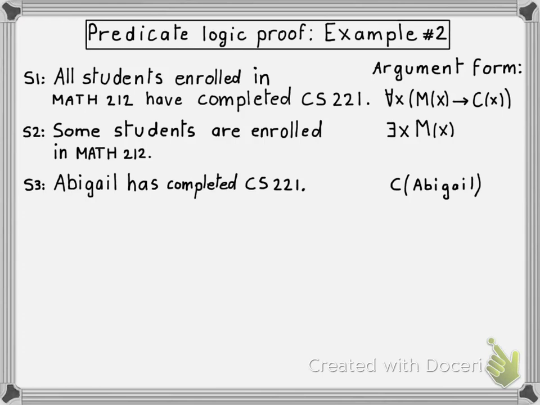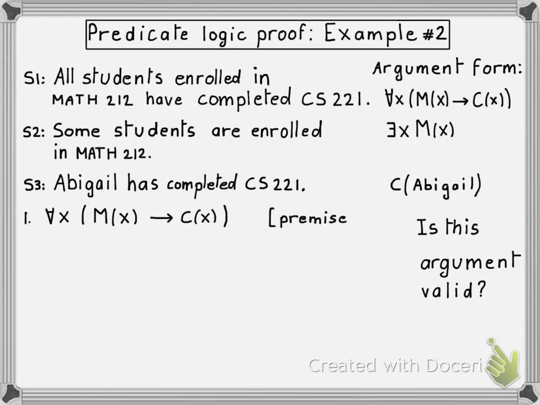So now that we have the form, or the logical structure, of the argument, we can ask ourselves whether this argument is indeed valid. By which we mean, is it true that the conclusion S3 is a logical consequence of the two premises S1 and S2? To answer this question, we're going to build a formal proof, where we're only allowed to assume or start with the premises, and we must end up proving that the conclusion must also be true. So the first step in our proof has to be one of our premises.